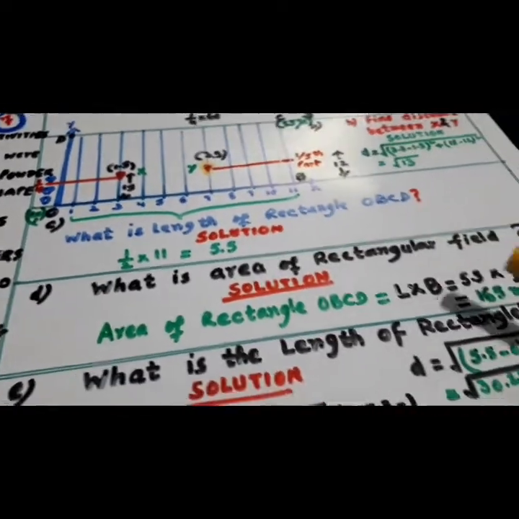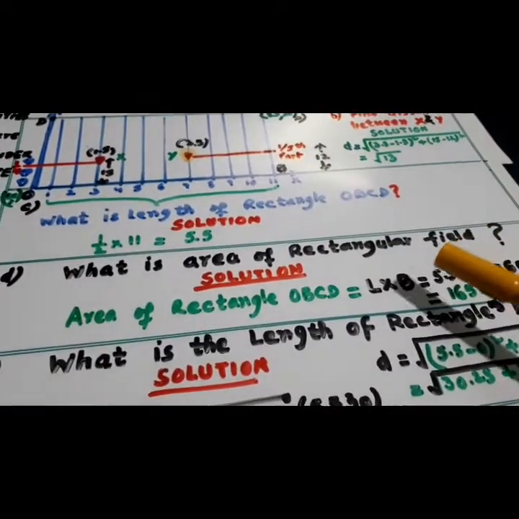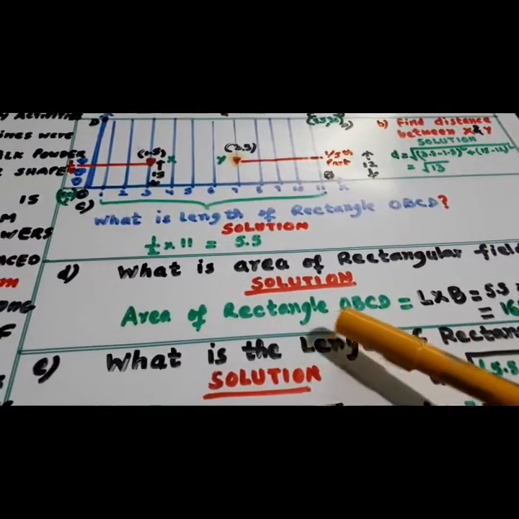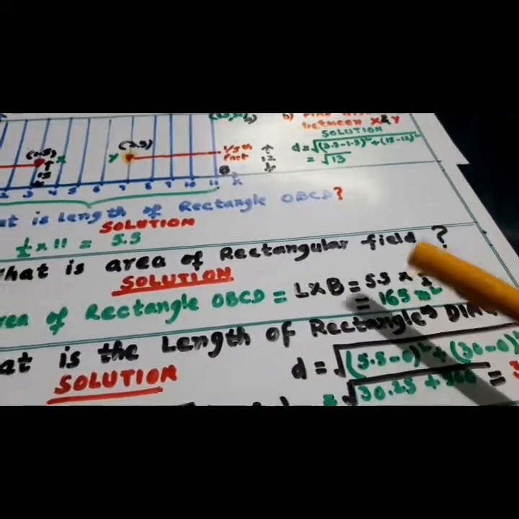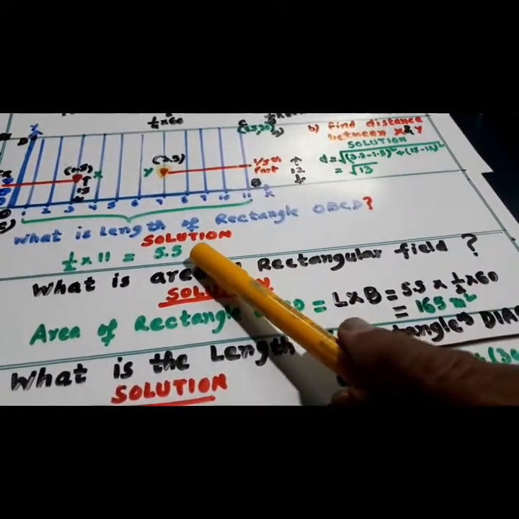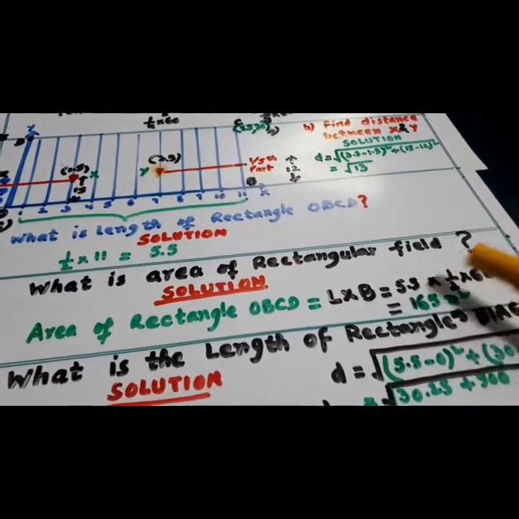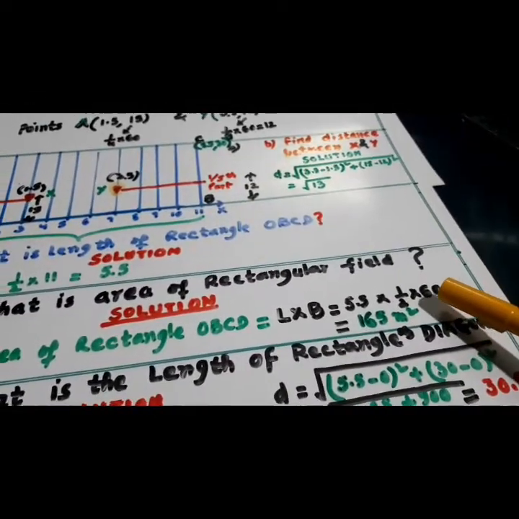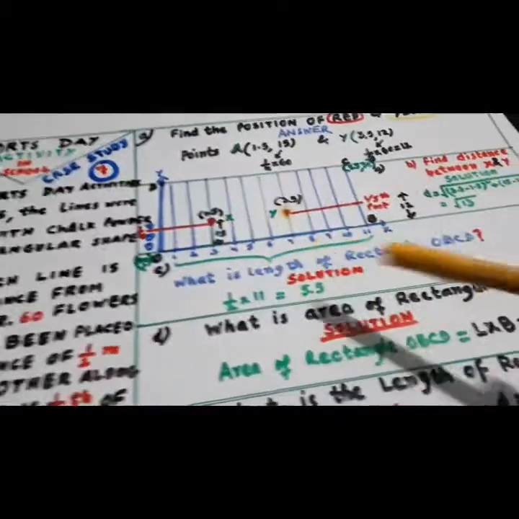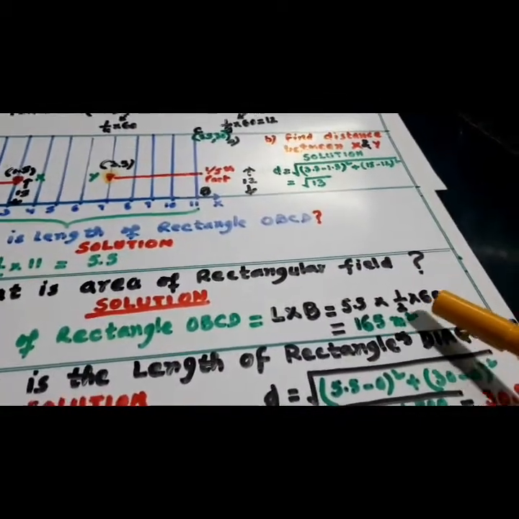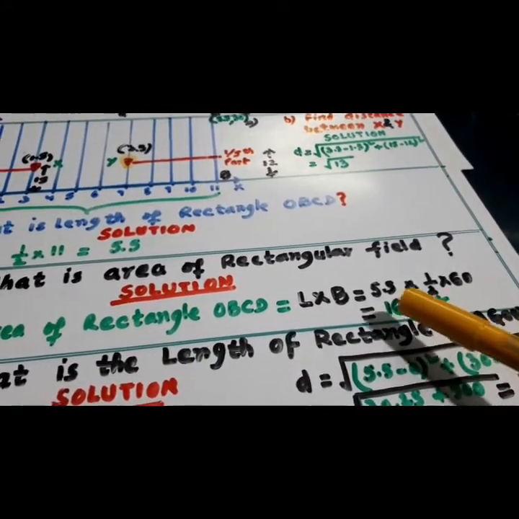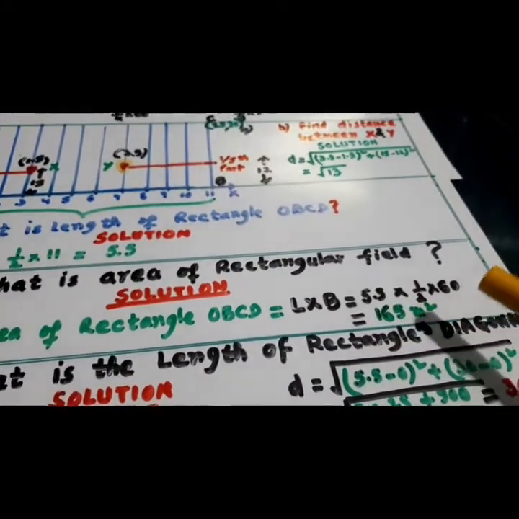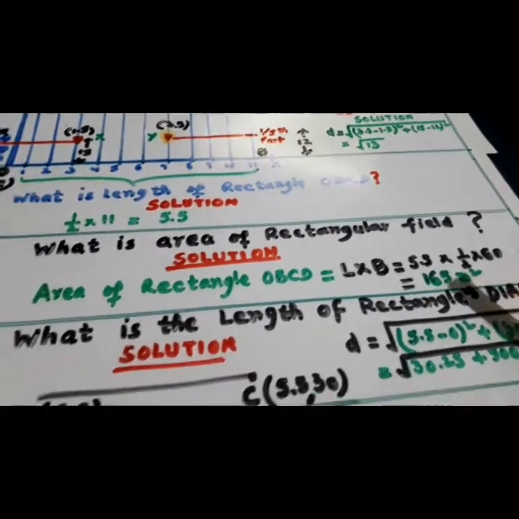Now, what is the area of the rectangle? Area of rectangular field OBCD is length into breadth. Length we have already calculated. This is 5.5 and breadth is there are 60 and they are half meter each. So 60 into half, this is 30. 30 into 5.5 is 165 meter square.